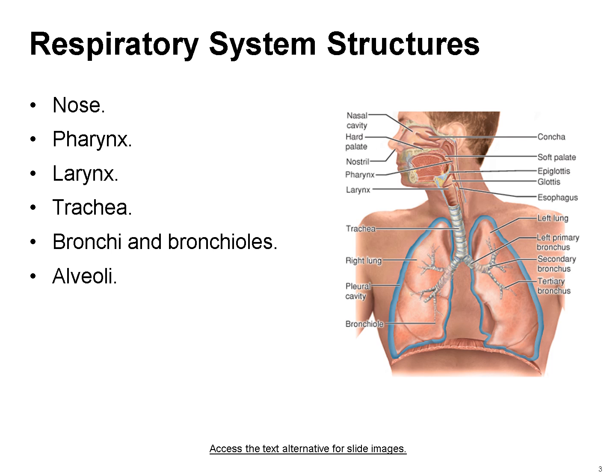Now, let's trace the flow of air step by step. Air enters through the nasal cavity or mouth. It passes through the pharynx and larynx. From there, it moves into the trachea. Air then enters the bronchi, which branch into smaller bronchioles. Finally, it reaches the alveoli, where oxygen and carbon dioxide are exchanged.